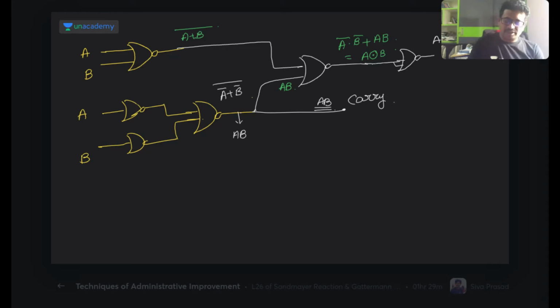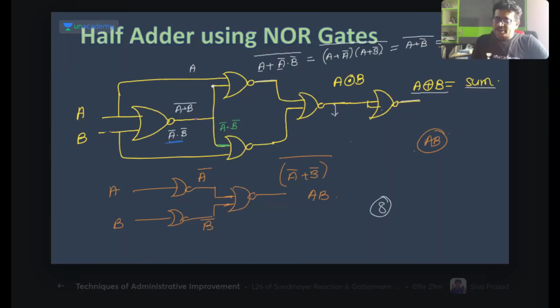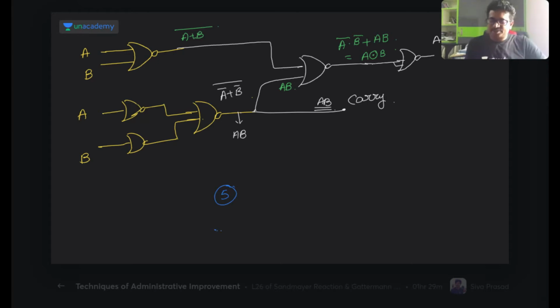Now, how many NOR gates are required in this case? You tell me. 5 is sufficient here by using this method. But if you want to implement this by the other method, 8 gates are required. So we should always look for the minimum number of gates. That's the reason we prefer this logic instead of the other logic.